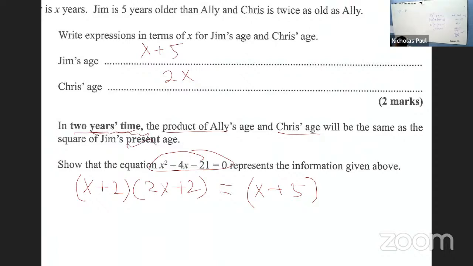Yes, ma'am. Pardon? It's a square. Oh, sorry, it's a square. Yes, sorry, I lost some marks there. Right, so x plus 5 squared. Fix it please. Multiply it out, and it should be x squared minus 4x minus 21. Go ahead and multiply it.